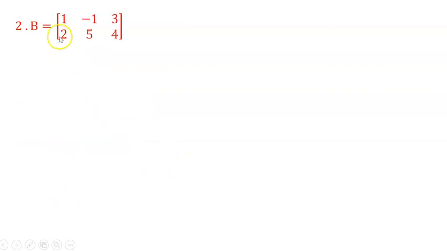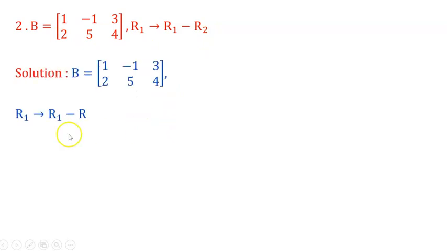Next, again here R1 changes to R1 minus R2. Here the second row remains as it is. Now the solution, R1 changes to R1 minus R2 gives, see this here, 1 minus 2, you will get here minus 1, minus 1 minus 5, minus 6, 3 minus 4, you will get here minus 1. Second row 2, 5, 4 remains as it is, and this is the new transformed matrix.